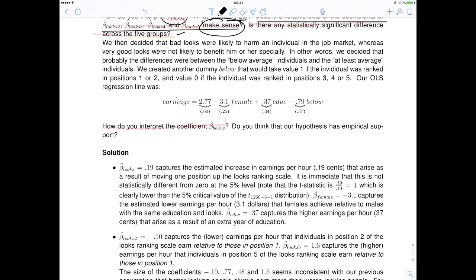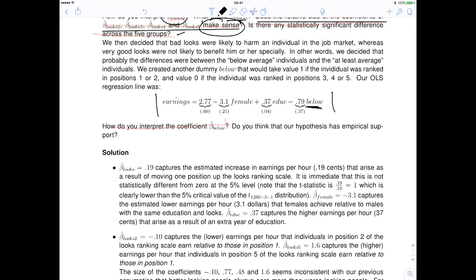Okay, then we go to this final bit where we look at "below." How do we interpret "below"? Where "below" is when your looks are 1 and 2. So if your looks are 1 and 2, you earn 79 cents less than the average individual with looks 3, 4, and 5. Is that statistically significant? The answer is now yes.